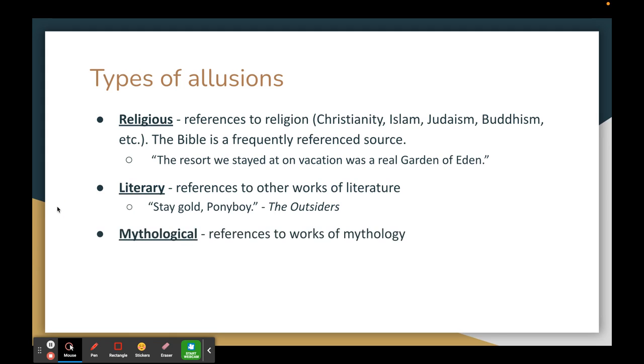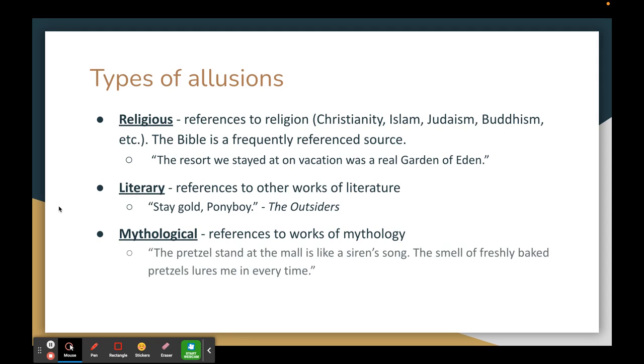The next type of illusion is a mythological illusion, and these are references to myths. So that can be Native American myths, Greek myths, or any other kind of folklore. Now here we have, the pretzel stand at the mall is like a siren song. The smell of freshly baked pretzels lures me in every time.